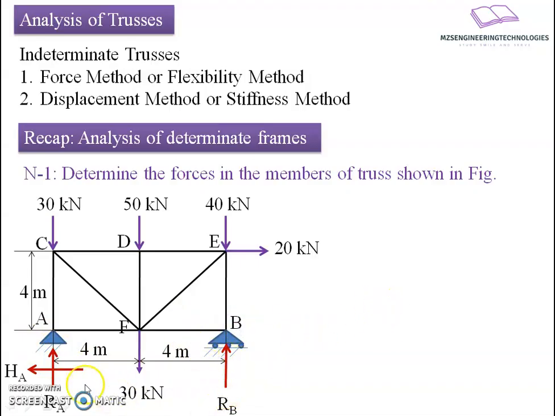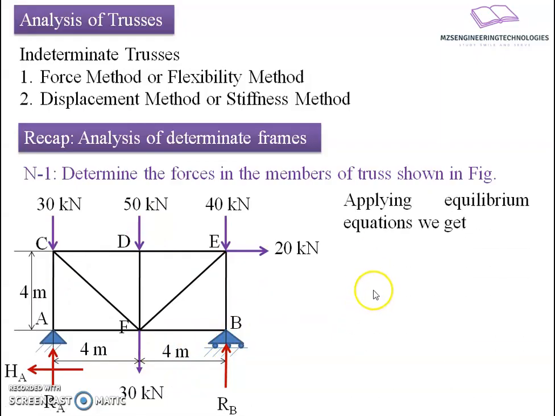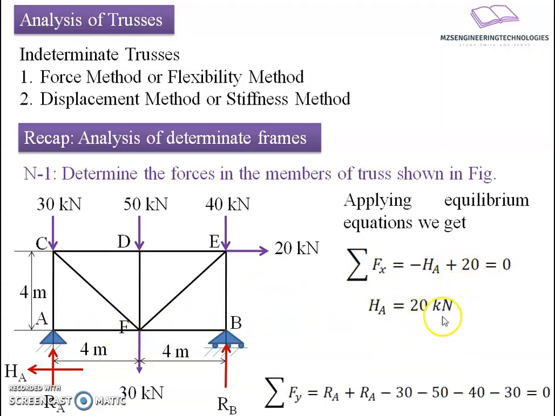Now, our job is to find these unknown forces. For that, I am going to utilize the available equilibrium equations. For a planar structure, if I apply summation of force in x direction equals 0: minus HA, going towards the left, and plus 20, going towards the right. The sign convention is that force going towards the right is positive, towards the left is negative. From this, HA equals 20 kilonewton.